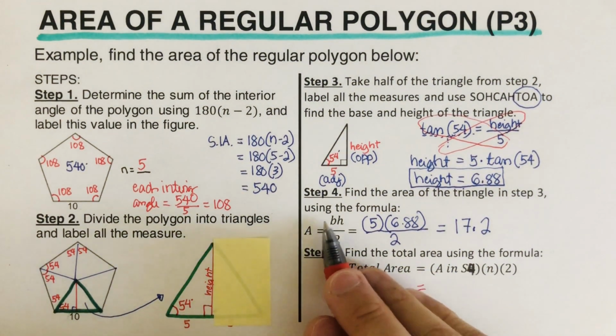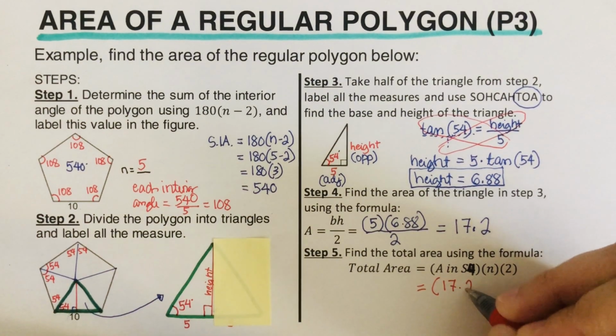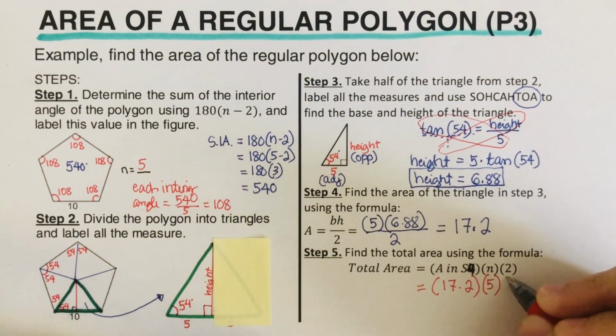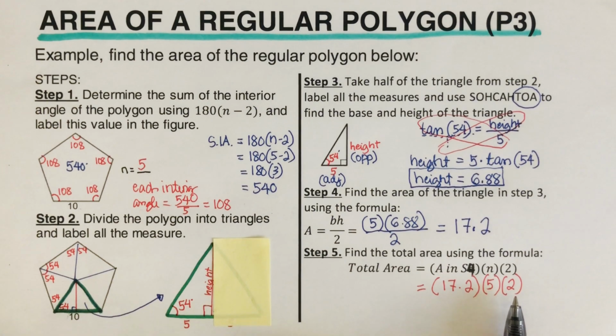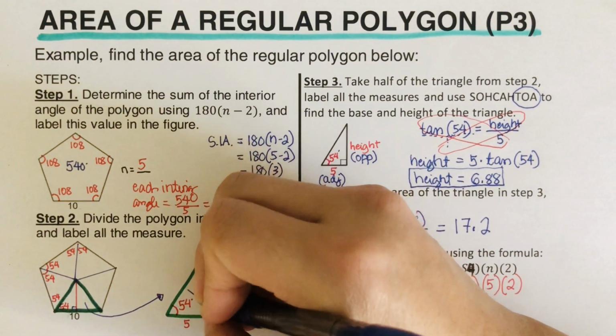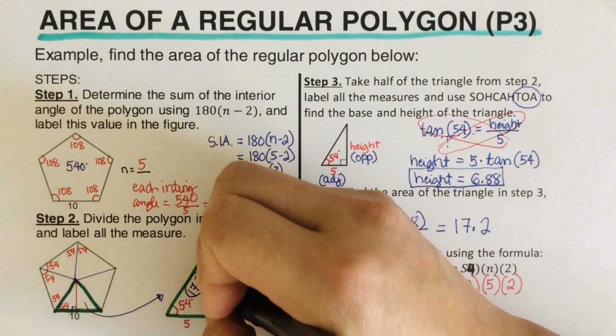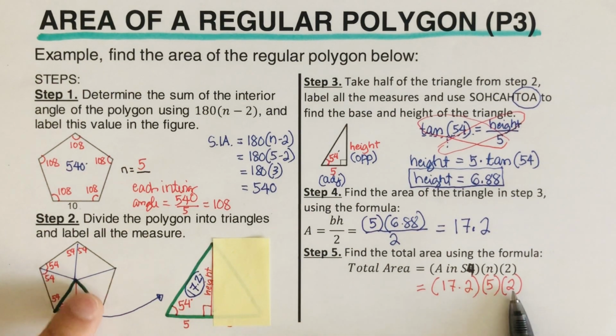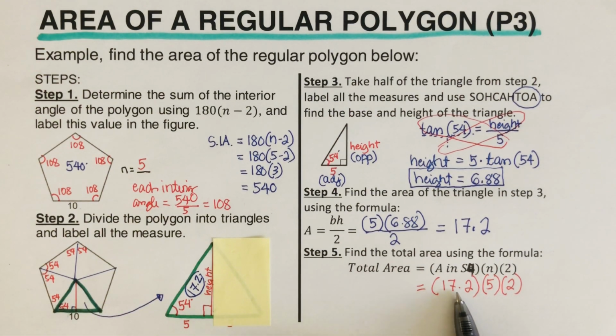So the area that we got in step 4, which is 17.2, n refers to the number of sides, 1, 2, 3, 4, 5. So I write 5 here. Times 2. Now again, I will explain why we multiply this by 2. This 17.2 that we got here is the area of this half of the triangle. So 17.2 is the area for half. Now for every side length, there are 2 of them. So that means for every side length, there are 5 side lengths, there are 2 triangles that have a 17.2 area. So that's how we come up with this equation.